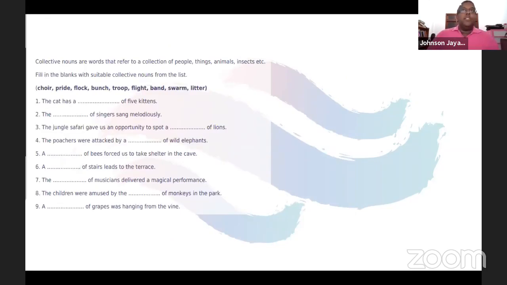Right, final exercise in terms of the types of nouns. Collective nouns are words that refer to a collection of people, things, animals, insects, etc. Fill in the blanks with suitable collective nouns from the list. The list is here, so you need to put the suitable collective noun in the blanks. I will give you 3 minutes. Once you are done, please put your thumbs up.